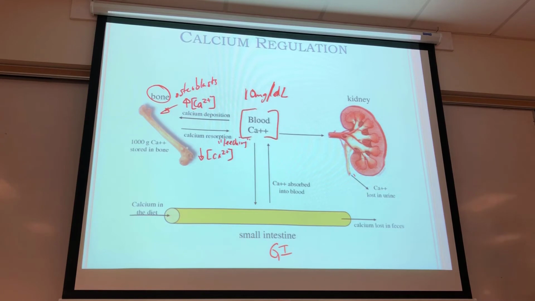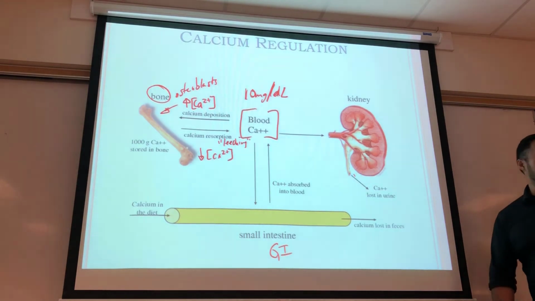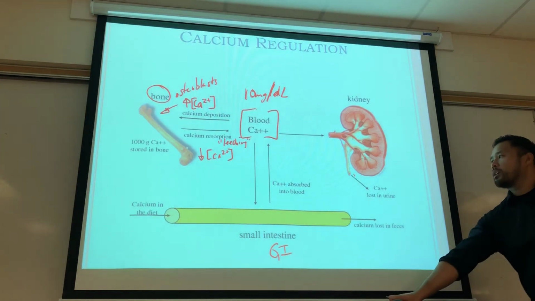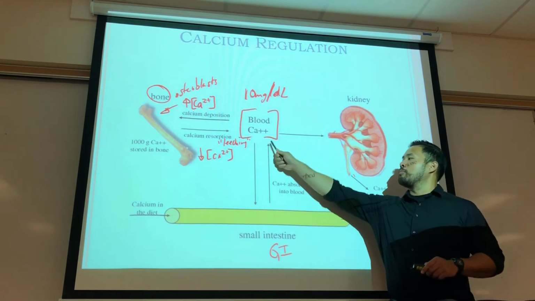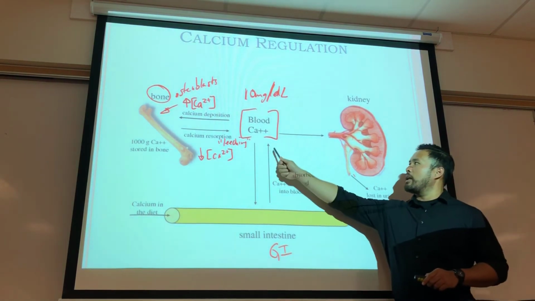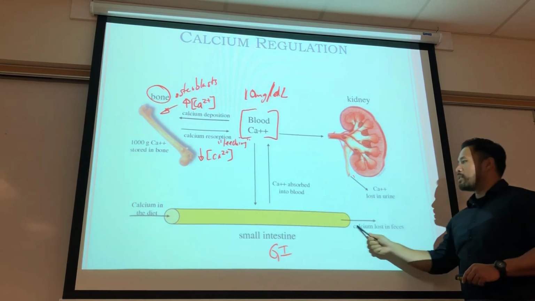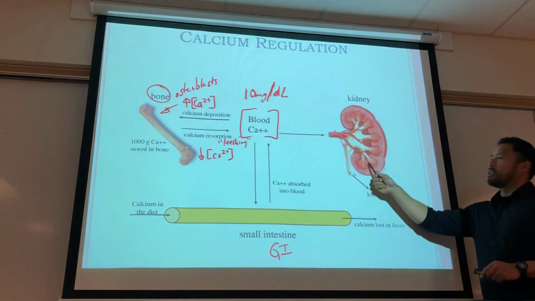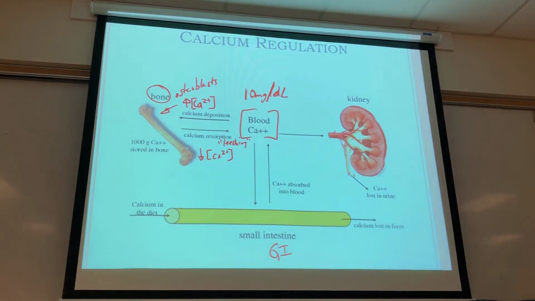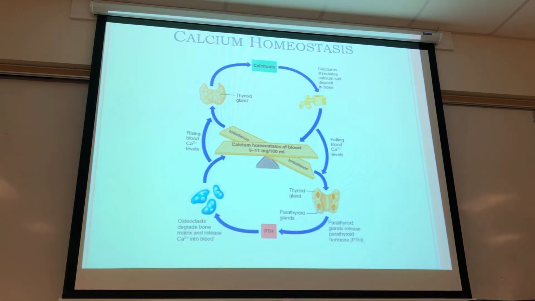The other way of doing it is extracting calcium from our diet. So anytime we eat calcium-rich foods, we can absorb it into the blood if we need it, or we can eliminate calcium back out the same pathway, as well as through the kidneys. This next slide really just does exactly what I described. I was right, 10 milligrams per deciliter of blood, calcium homeostasis. You can see again that teeter-totter that I mentioned earlier.